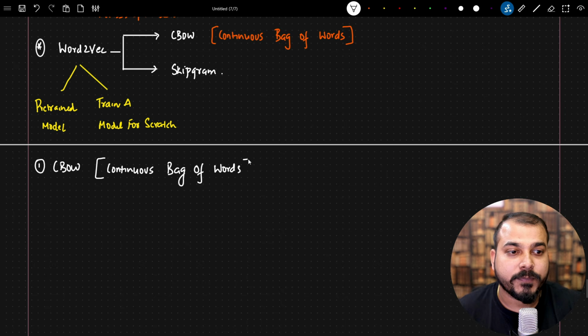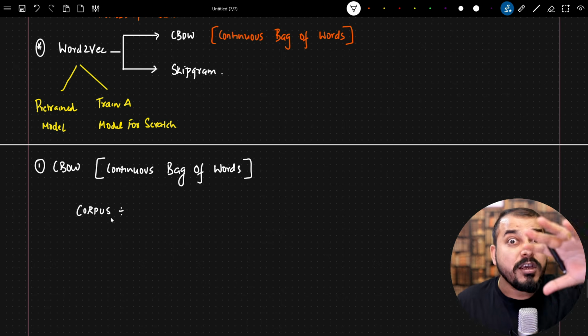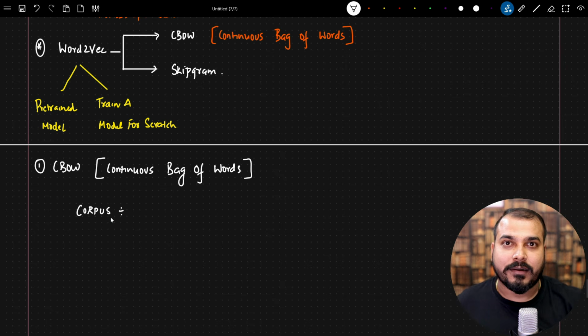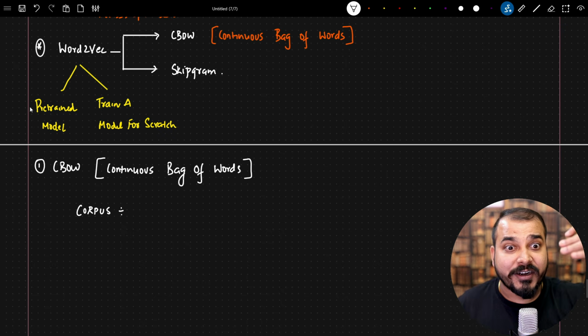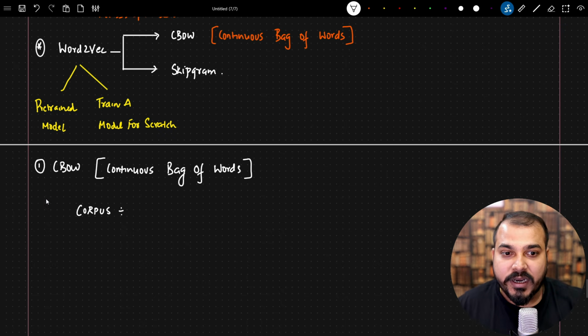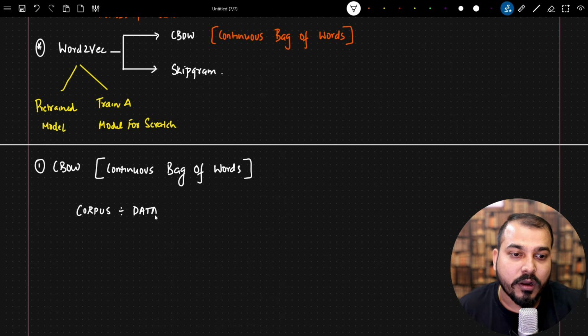Continuous bag of words. Now, to solve any problem, I will definitely have a data set. So let's say that this is my corpus. And remember, all these models, like Word2vec, are trained on a huge data set. Like this particular pre-trained model from Google is trained on 3 billion words. So let's say I have a corpus or a statement or a data set or a paragraph. It can be anything. And just to make you understand, I'm going to take a simple paragraph.